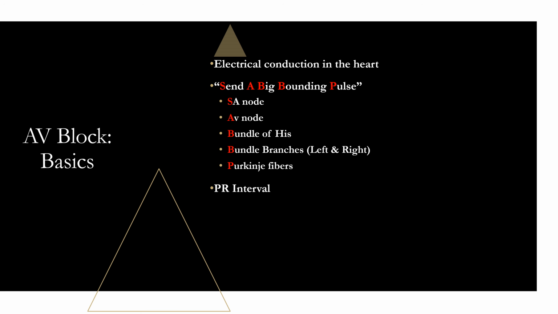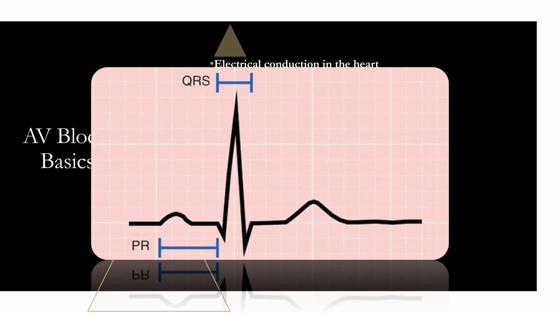Now let's talk a little bit about the ECG. So what you need to be familiar with for AV blocks. PR interval is really big. So the PR interval is the measurement of time it takes the electrical impulse to travel through the atria across the AV node to the ventricles. So part of that measurement includes that delay at the AV node, that first little checkpoint we discussed before.